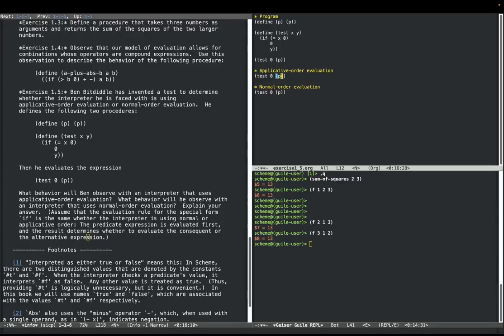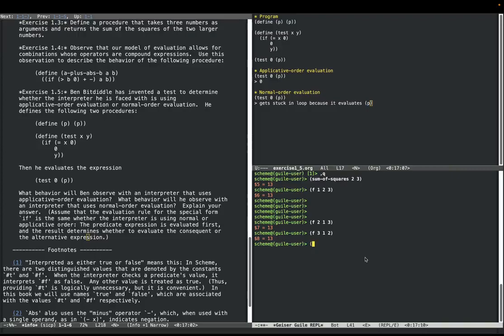Okay, so I think what's going to happen in the applicative order is it's going to just short circuit. Maybe short circuit is not the right word, but this is just going to return 0. Or let's write it like this: gets stuck in loop because it evaluates P. I think that's what's going to happen. Let's actually try.